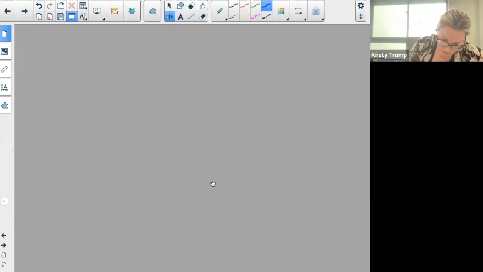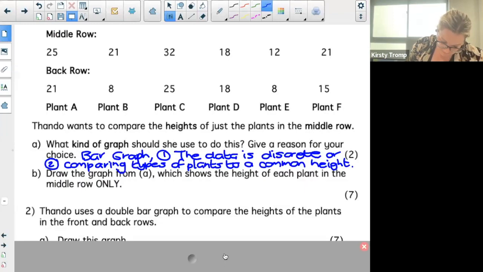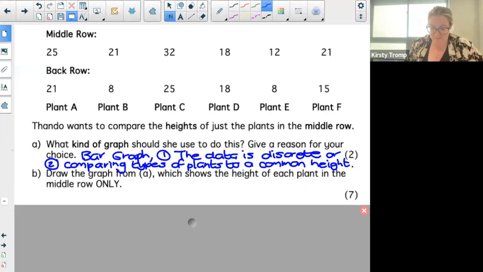Oh dear, sorry. All right. My next question says to me, draw the graph. Okay. I'm going to give you 2 minutes to think about drawing the graph.